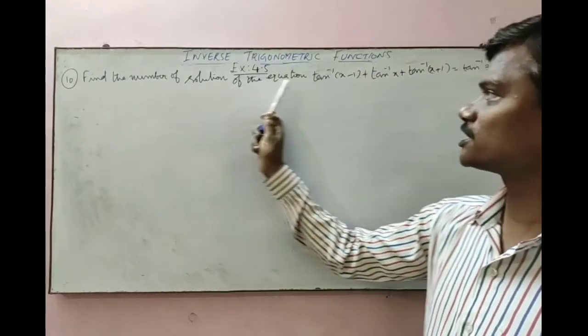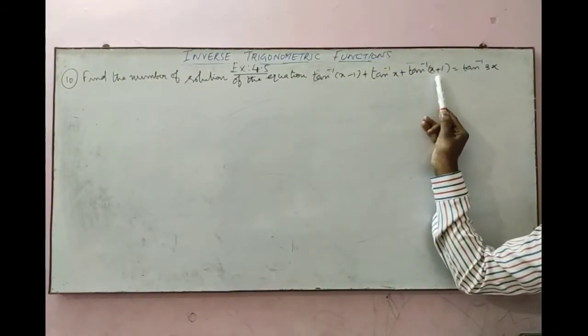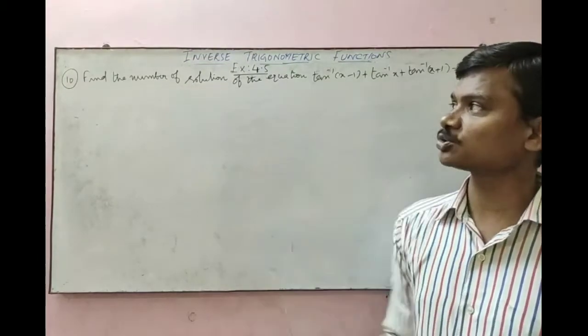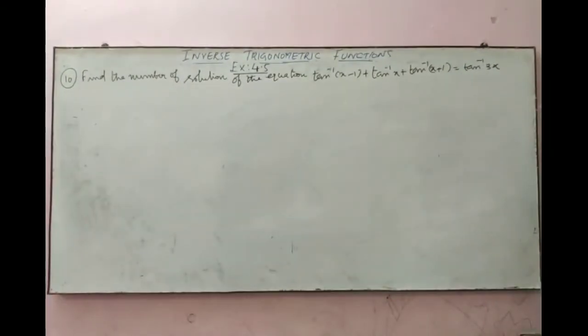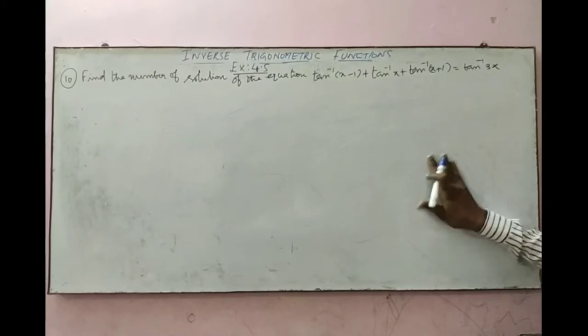Find the number of solutions of the equation tan inverse of x minus 1 plus tan inverse of x plus tan inverse of x plus 1 equal to tan inverse of 3x. So here we have to bring this as one equation in terms of x, and we have to find how many solutions to this equation we will get. In this question we have all the terms as tan inverse.